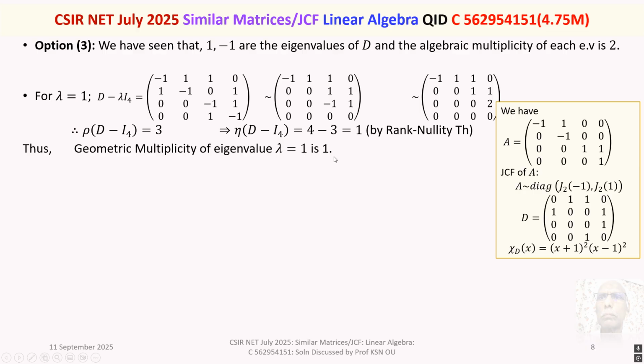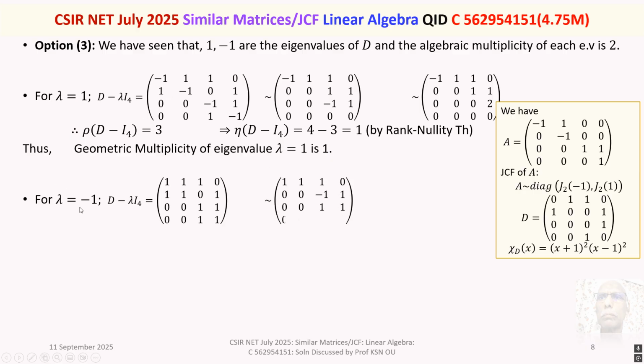With this, there is one Jordan block, that I will talk about later. We move to lambda equal to minus 1, and D minus lambda I4.